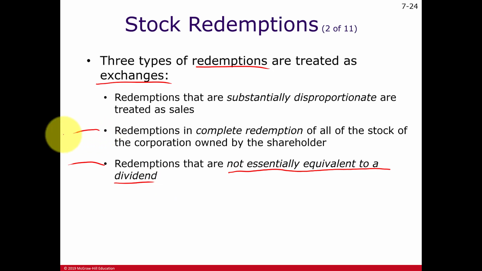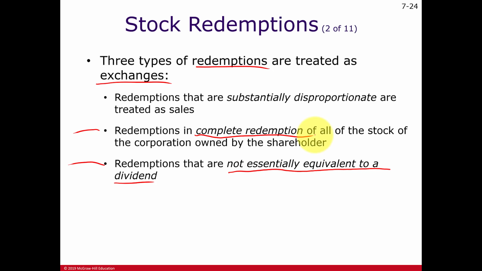This second one here, where the shareholder turns in all of their shares and agrees not to be an employee or be an owner for the next 10 years. In that situation, then the redemption is treated as an exchange and not a dividend.